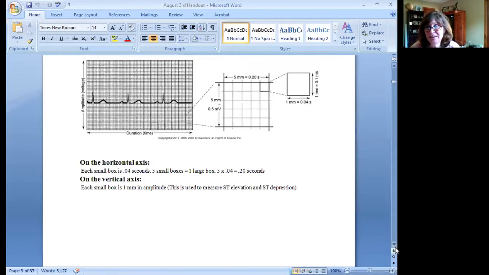ST elevation, MI, STEMI in the ED is one very cool patient to have. And not that I wish it upon the patient, but if we can catch that pretty quick, man, we can fix them. Bing, bing, bada, bing. And we're not walking to the cath lab.